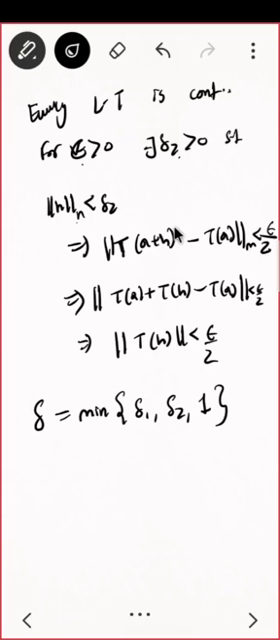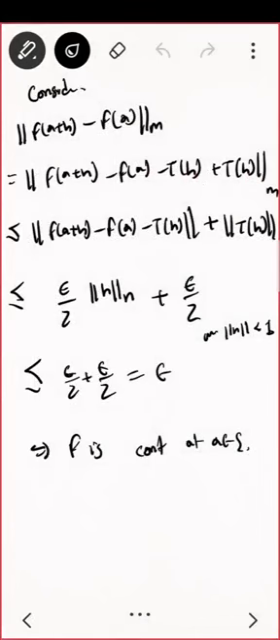Correct? Next. Since it is a linear transformation, I can apply the property of linear transformation, and that's it. Correct? Okay. So one exercise for you, maybe you try this.